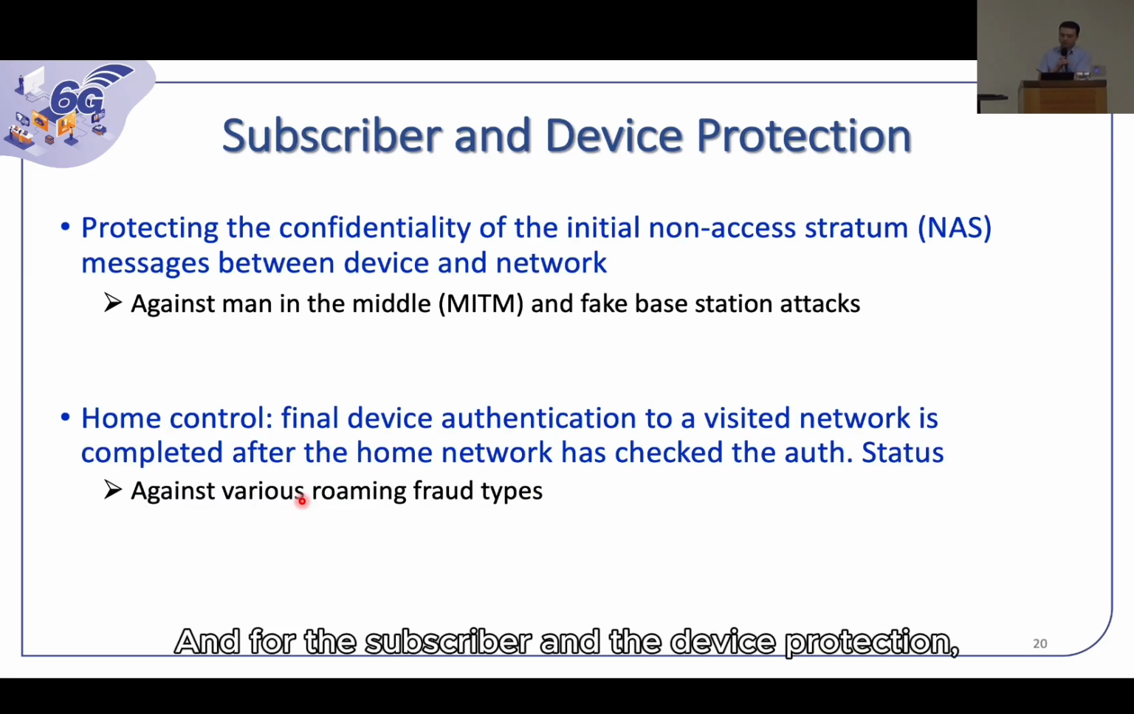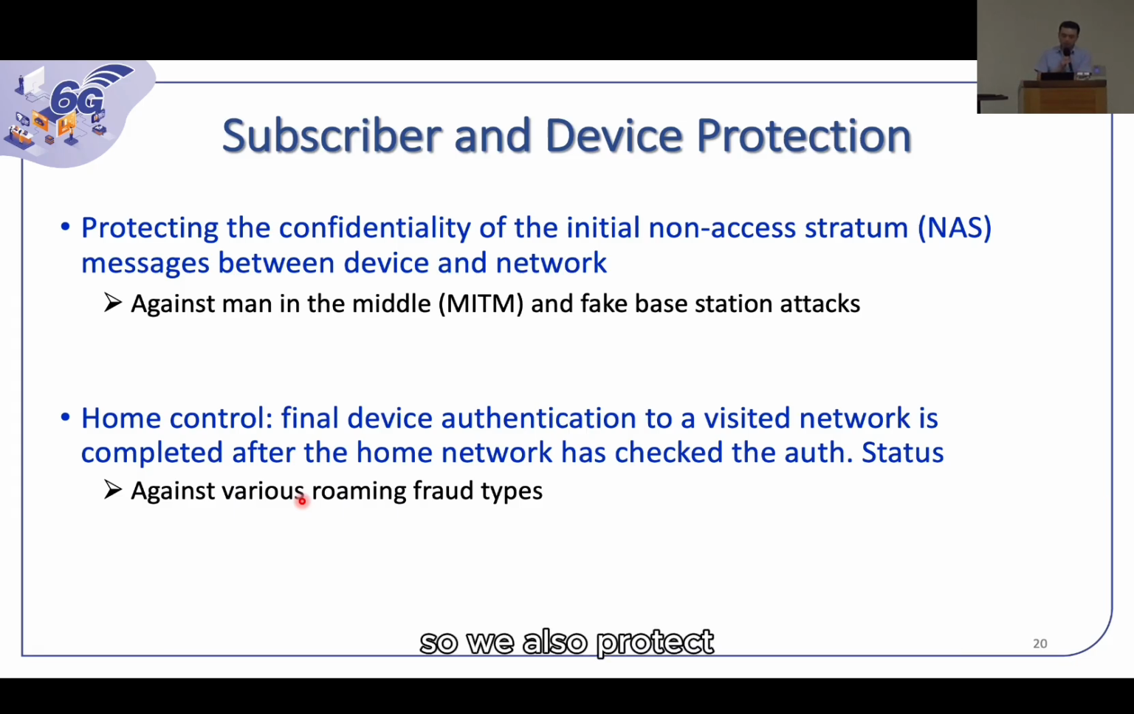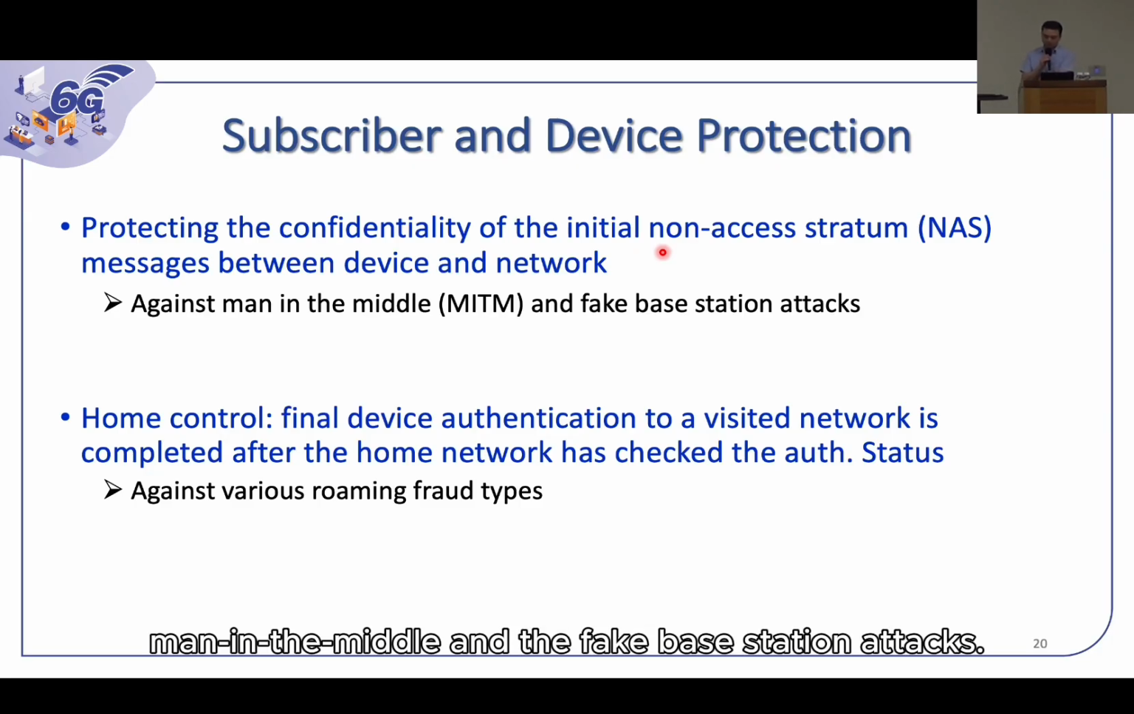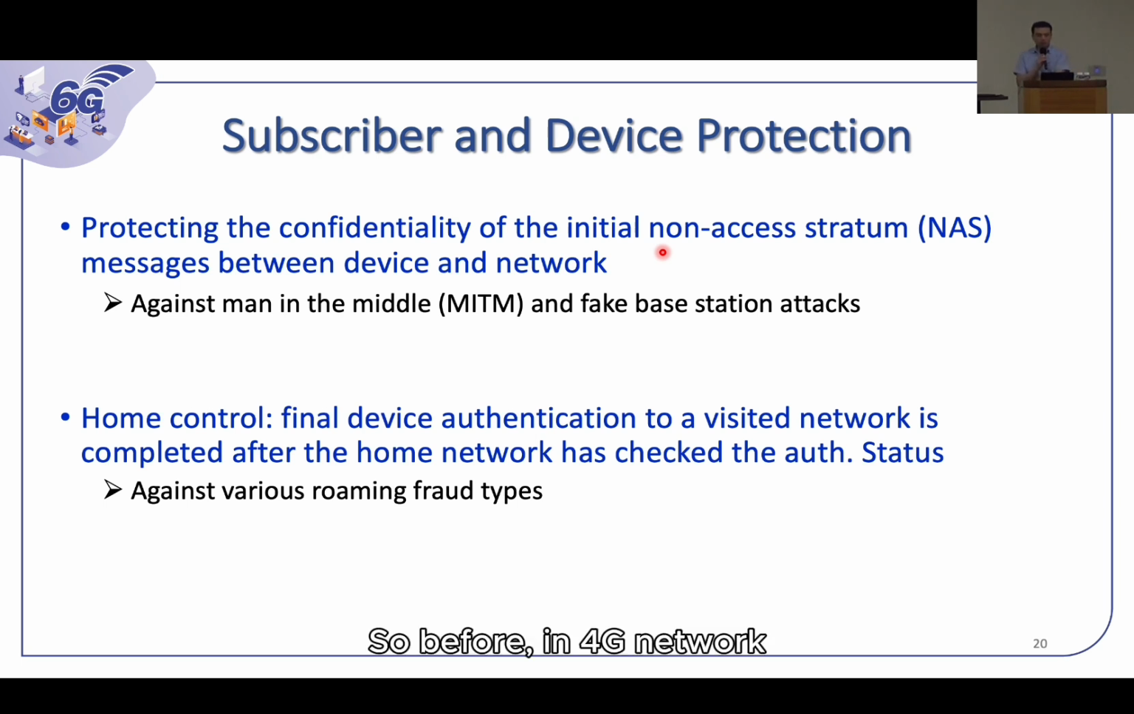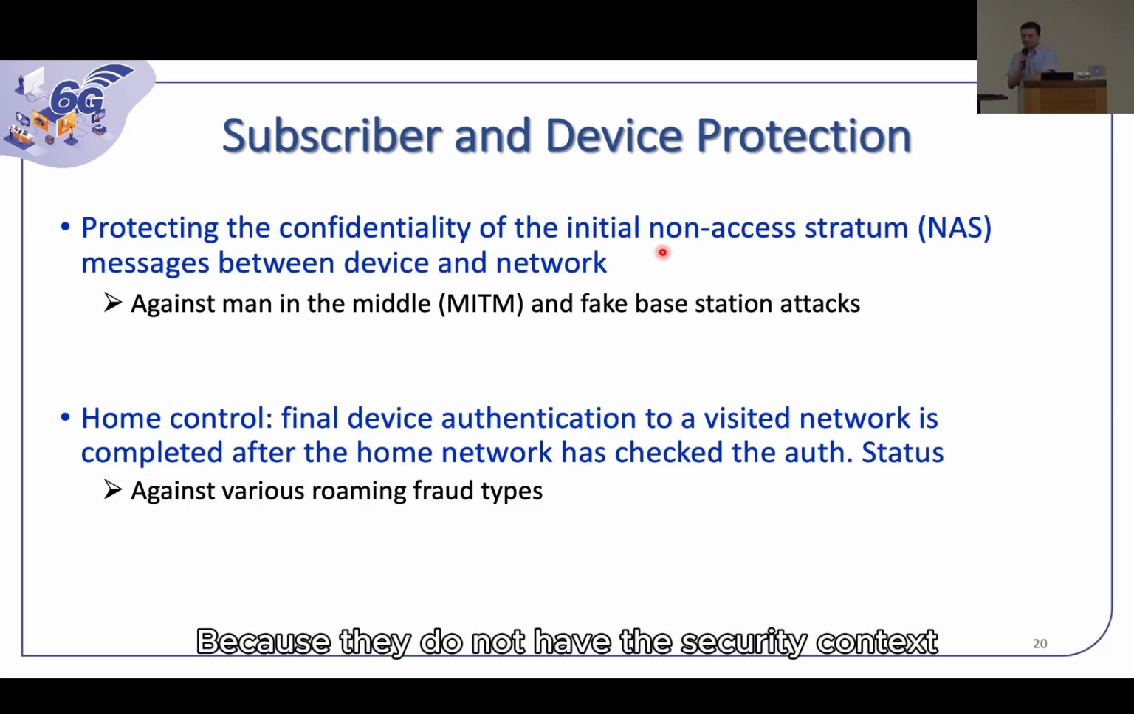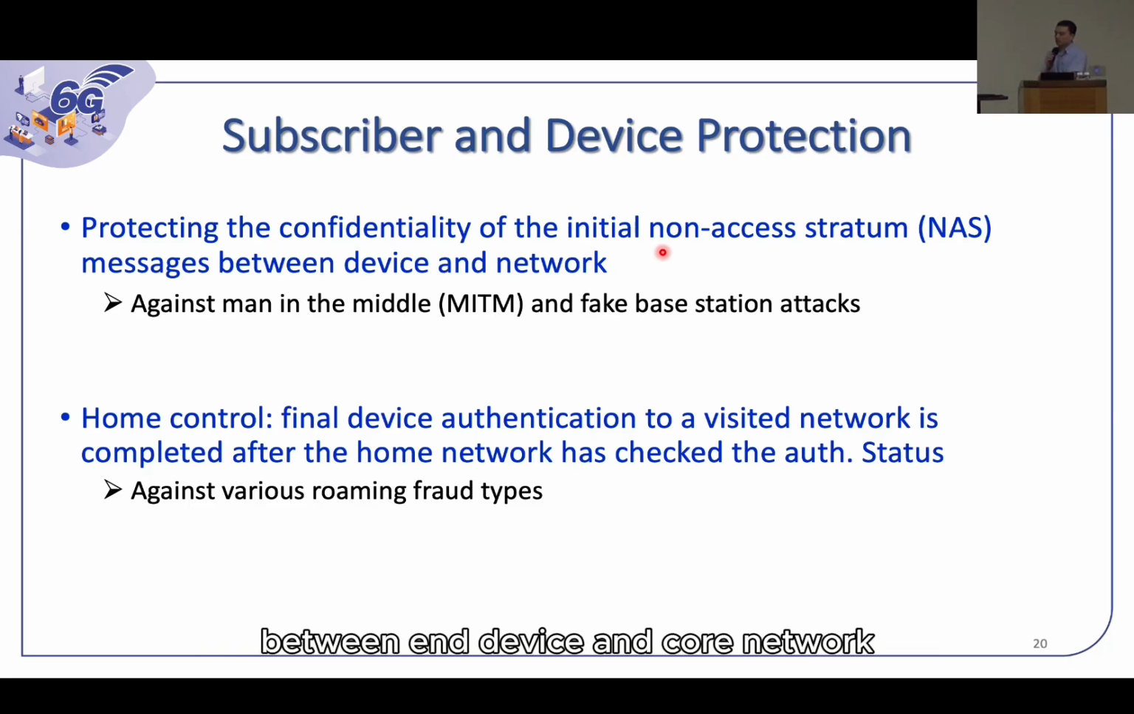And for the subscriber and the device protection, okay, so we also protect the confidentiality of the initial non-access stratum messages between device and the network. So it can be against man in the middle and the fake base station attacks. So before, in 4G network, the initial messages are actually not protected. So why are they not protected? Because they do not have the security context between end device and core network in the initialization. But in 5G network, these kinds of initial messages have been protected.